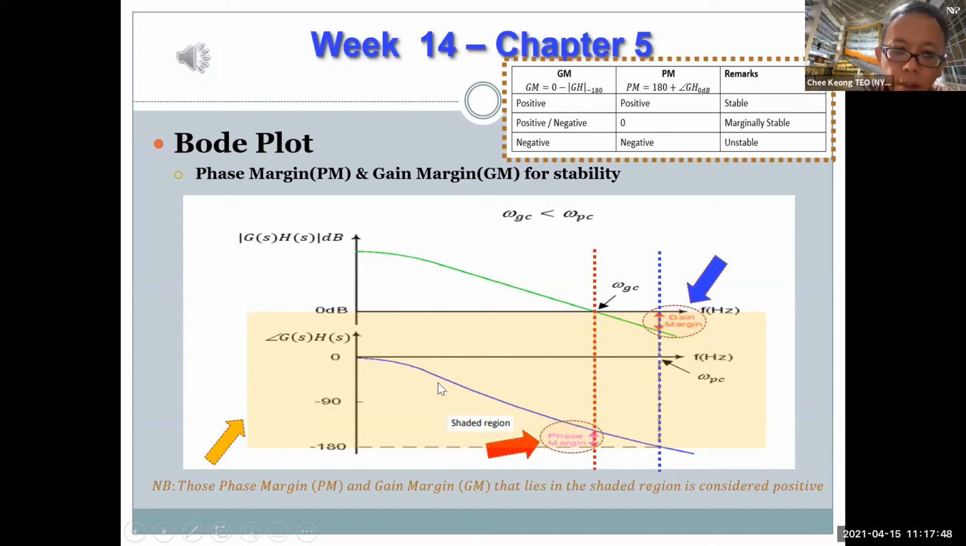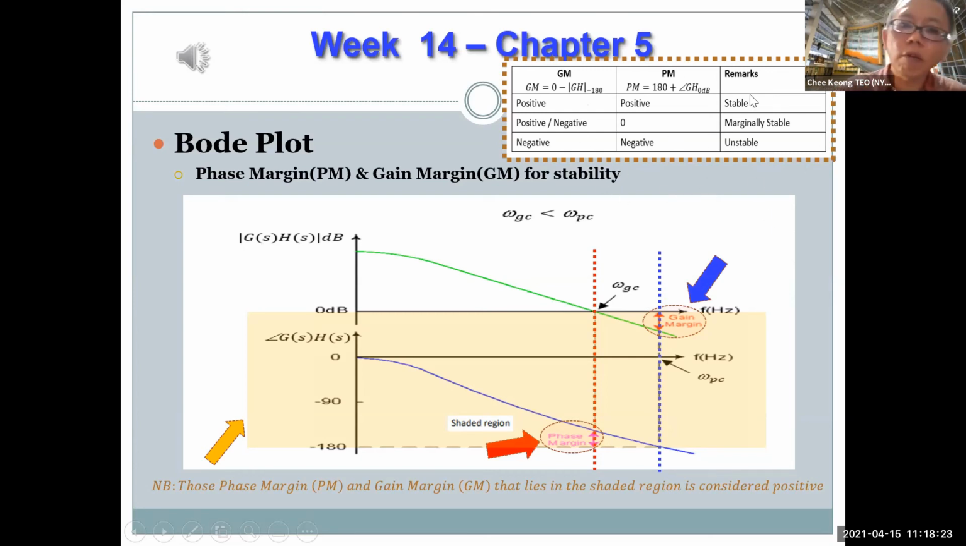Now, of course, there is a situation whereby both of them are also negative. The moment the phase plot goes below, your phase margin will be outside the shaded region, because it will be outside from your cutting to your minus 180 degrees, and therefore the phase margin will be negative. Likewise, if the gain suddenly moves upward, the point where you cut will be on top here, and to the 0 dB, it will be outside the shaded region. Because of that, your gain margin will be negative. So if both are negative, of course, it's unstable.